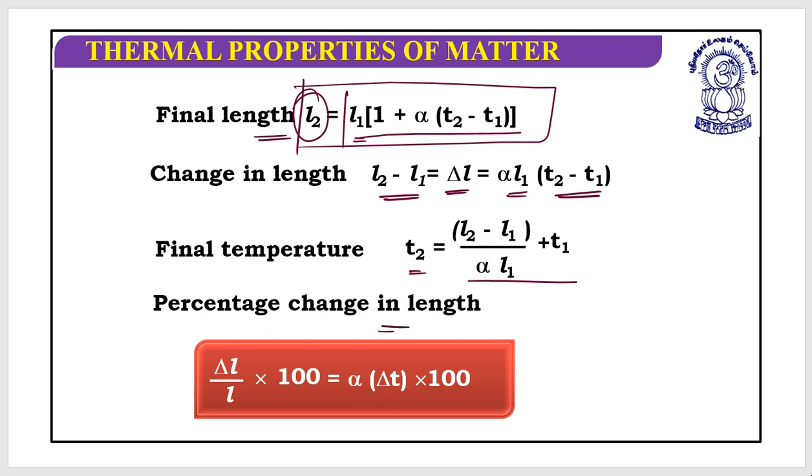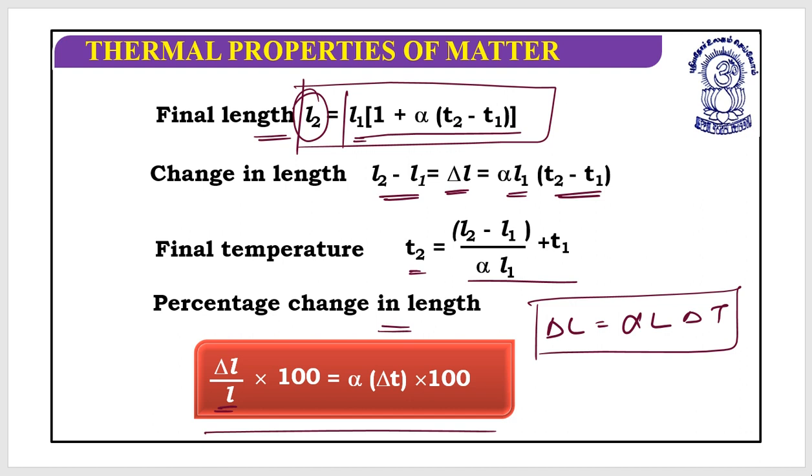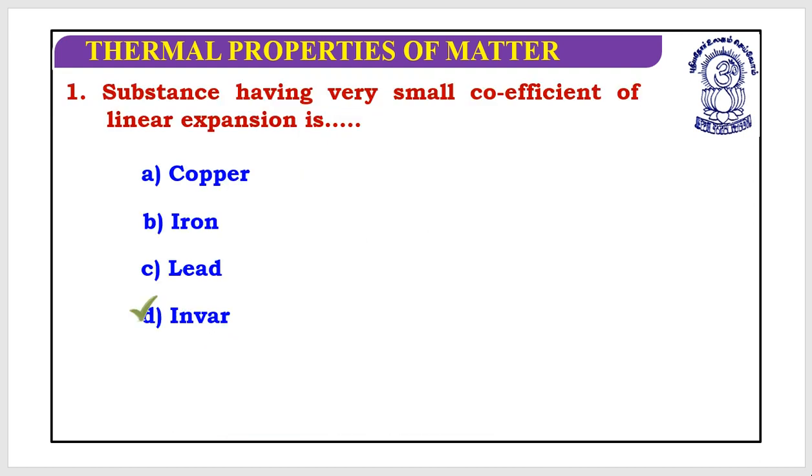And if you want the percentage change in length, this is equal to delta L by L into 100, which is equal to alpha into delta T multiplied by 100. So always remember this relation, and from this you can have everything. Delta L is equal to alpha into L into delta T. I hope this is clear. If you remember this, all of these things can be derived very easily. Is it clear? Great. Now let's look at certain quick questions.